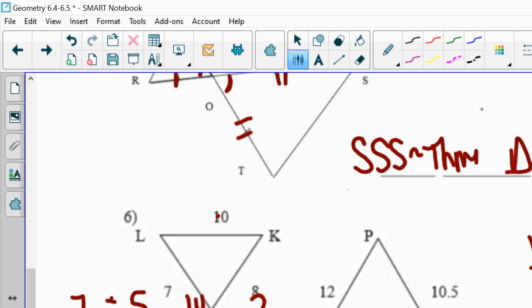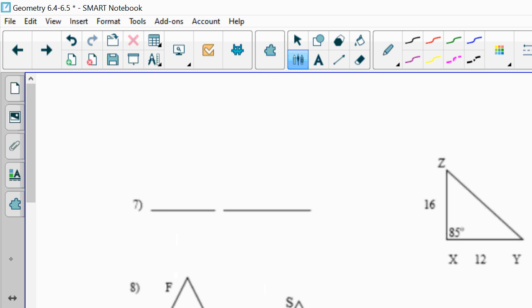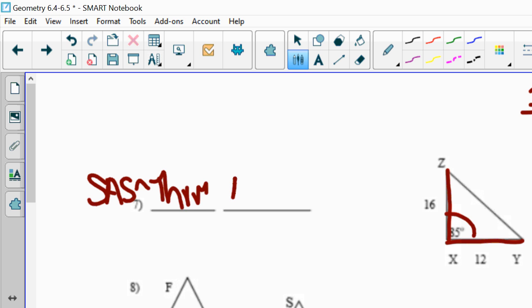Let's look at some more on the back. Number 7, again, I have 2 sides and the angle in between them. The angle is 85, so I know that that is going to be similar. So let's try the 3 and the 12. It reduces down to 1/4. And the 4 and the 16 reduces down to 1/4. So by the SAS similarity theorem, I could say triangle ZXY is similar to triangle KLJ.